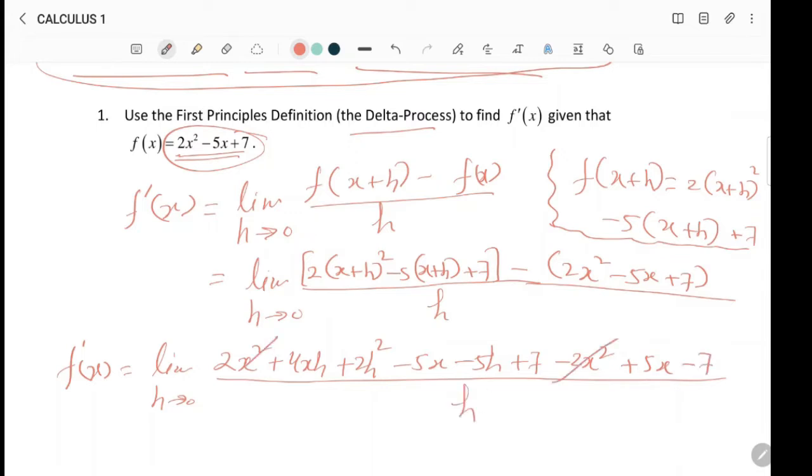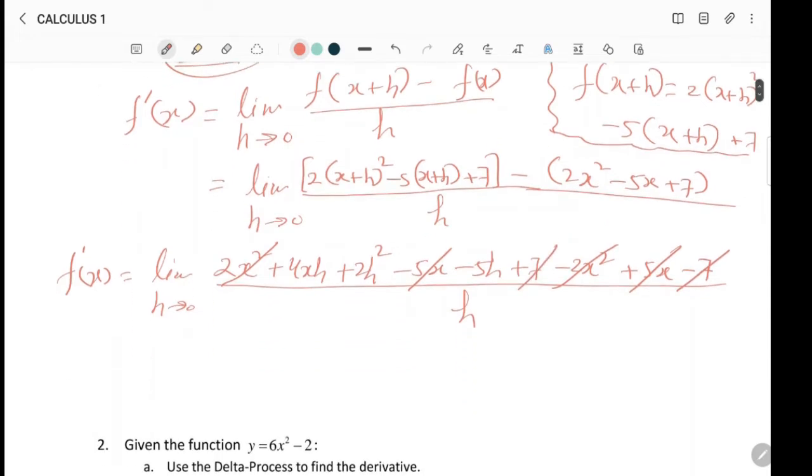Now minus 2x square and plus 2x square got cancelled, plus 5x and minus 5x got cancelled, minus 7 and plus 7 got cancelled, right? So what we got finally, f dash x equals limit h tends to 0 of 4xh plus 2h square minus 5h over h.